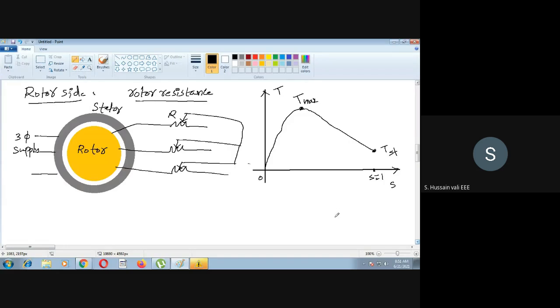Now you see one more thing that you might have remembered: at this point there's a derivation already. I will write here, S is equal to R2 by X2. Otherwise you just check yourself. So at this slip value, you'll get the maximum torque. Before that and after that, it is less than the maximum. This you know.